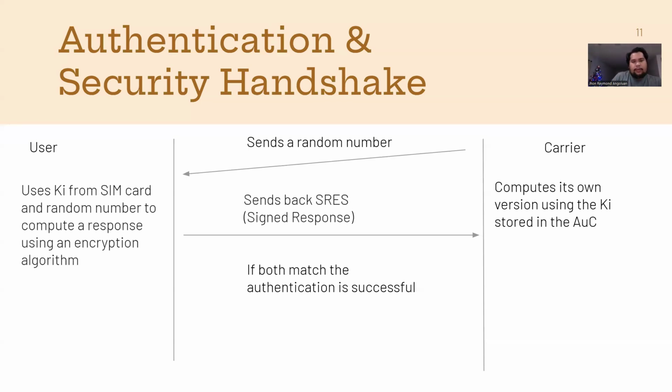For the authentication security handshake, the carrier, through the base station or cell tower, sends a random number to the user. The phone uses the key from the SIM card and the random number from the carrier to compute a response using an encryption algorithm. It sends back the SRES. At the same time, the carrier computes its own version using the key stored in the AuC database. If both of these match, the authentication was successful, otherwise it fails.